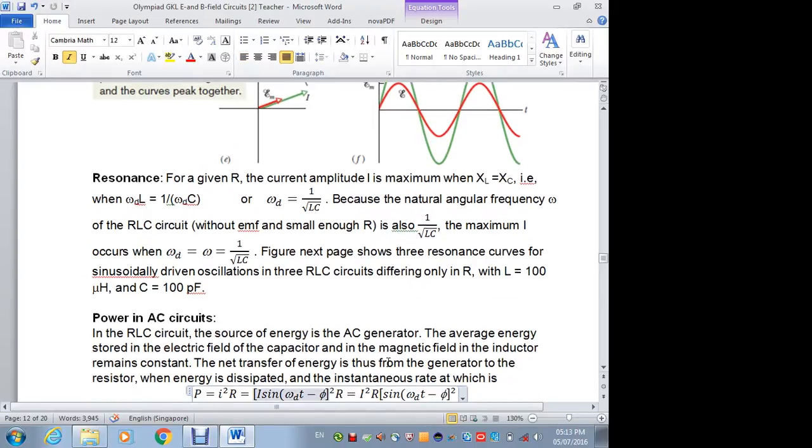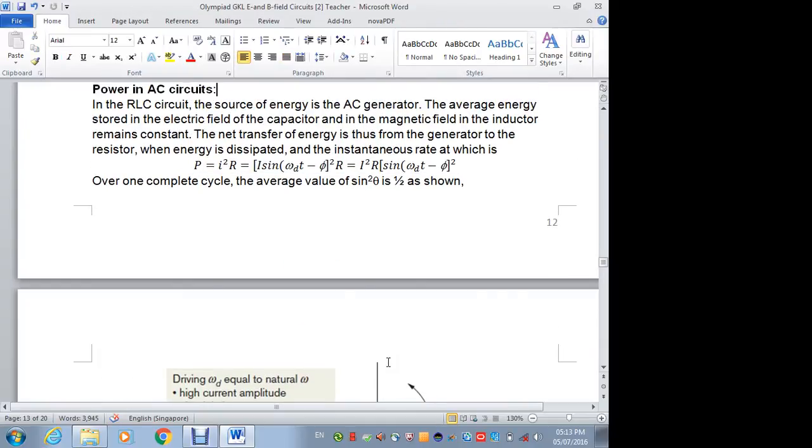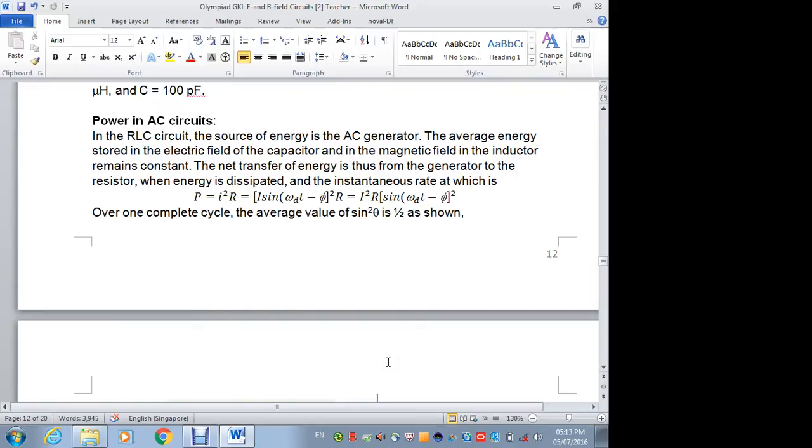Now let's look at power in the AC circuits. Basically, there is no power dissipation in the magnetic field and the electric field. The average energy stored in the electric field is basically the same. The only energy being dissipated is in the resistor, transformed to heat. So P is equal to I squared R, but we have to put the I value inside, so it becomes I sine(omega t minus phi) squared R, so you get I squared R sine squared(omega t minus phi).